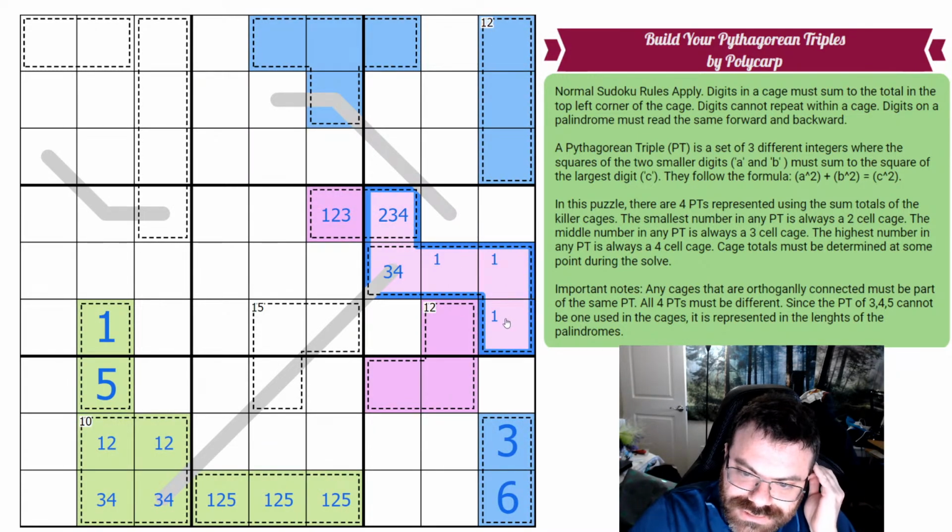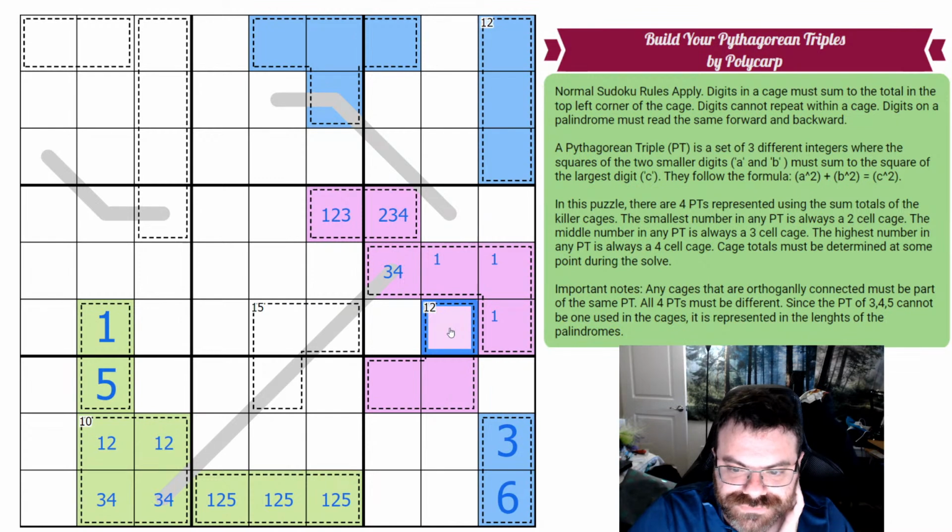So this can't be 1, 2, 3, or 4. So this is minimum 5. In a 12 cage. So this is maximum 7.